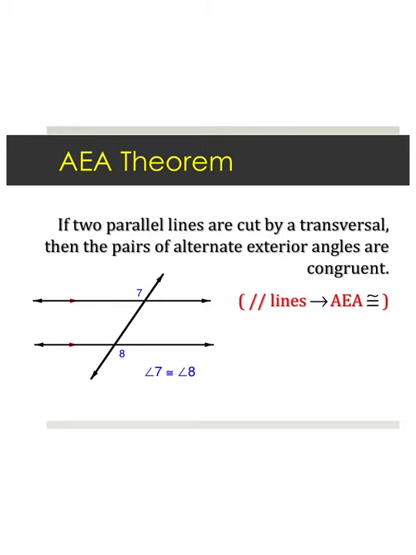Next one, alternate exterior angle theorem. And that says if two parallel lines are cut by a transversal, then the pairs of alternate exterior angles are going to be congruent. Again, I could add an angle right here. Angle 6. Angle 6 and angle 8 are congruent because they're corresponding. So therefore, 7 is congruent to 8, because 7 is congruent to 6 by vertical angles. If you have parallel lines, that implies that alternate exterior angles will be congruent, and that's both pairs of them.